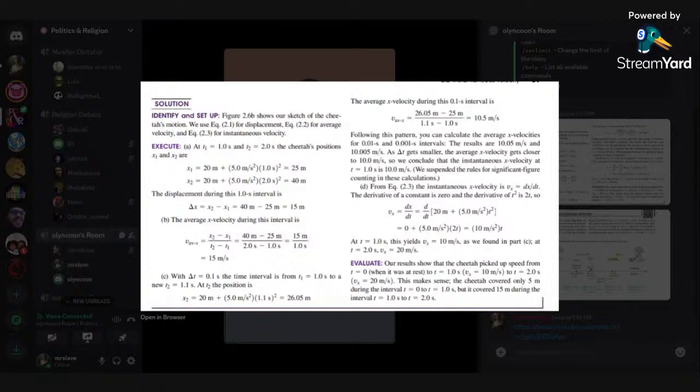Okay, finish reading the problem. Let's read together so we can help each other. Okay, let's go. At t1 equals 1 second and t2 equals 2 seconds, the cheetah's positions x1 and x2 are x1 equals 20 meters plus. Oh, so that's a given. I should have read through the problem because I see a constant acceleration, 5 meters per second per second. So every second, the cheetah gains another 5 meters per second.